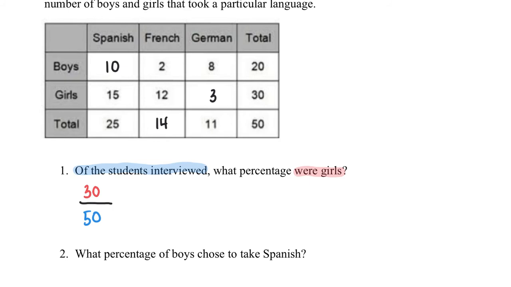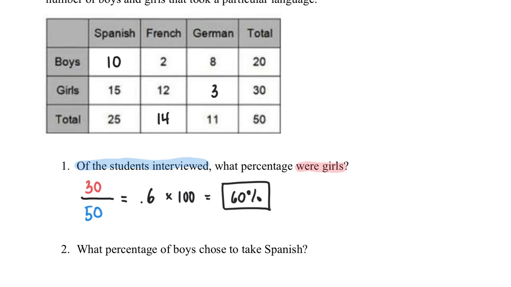Now, once you have your fraction, now it's just arithmetic. 30 divided by 50 is 0.6. And then in order to turn that into a percentage, we just multiply it by 100, and we get 60%. So 30 out of 50 students were girls. Therefore, that's 60%. Let's try another one.